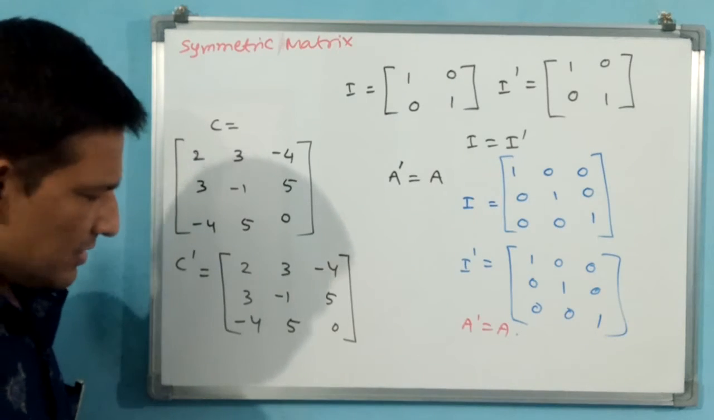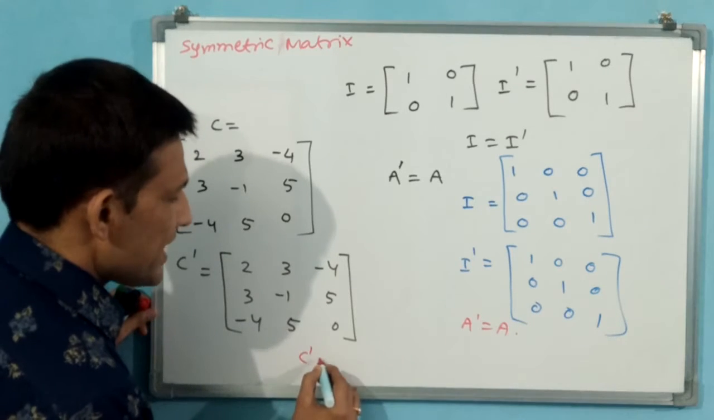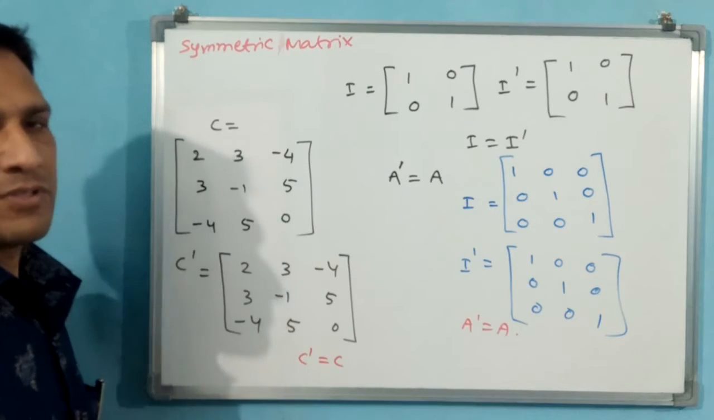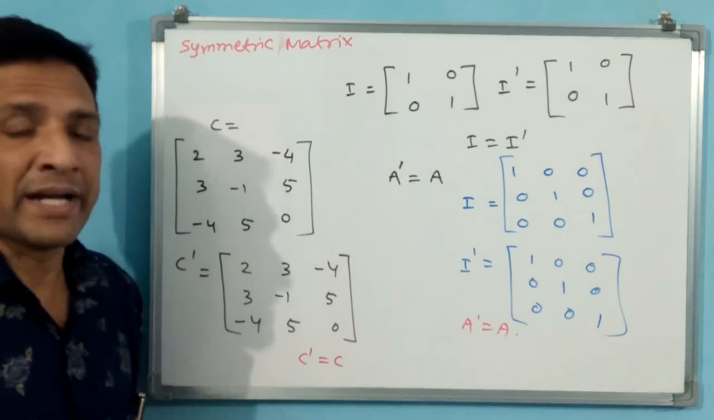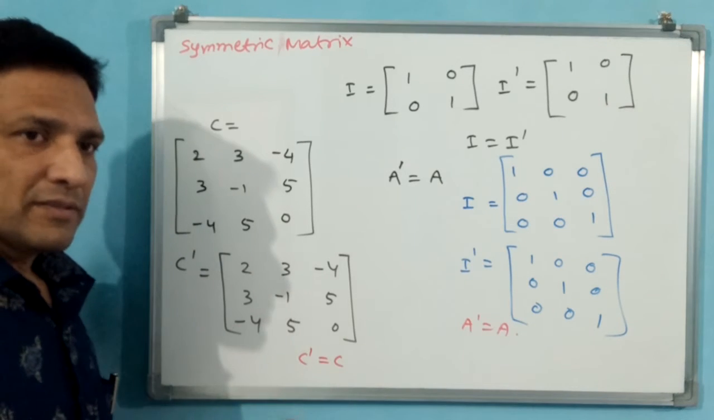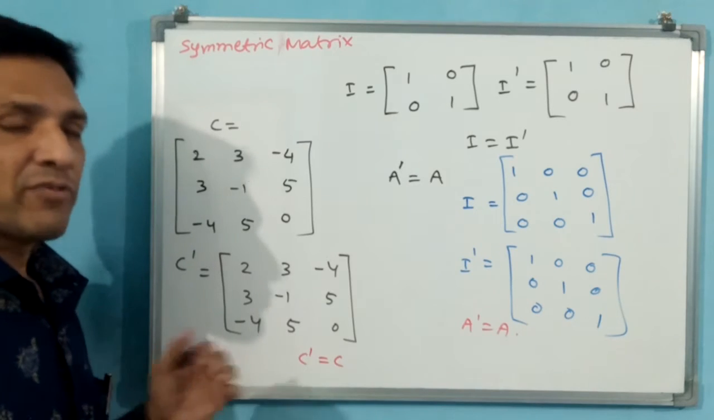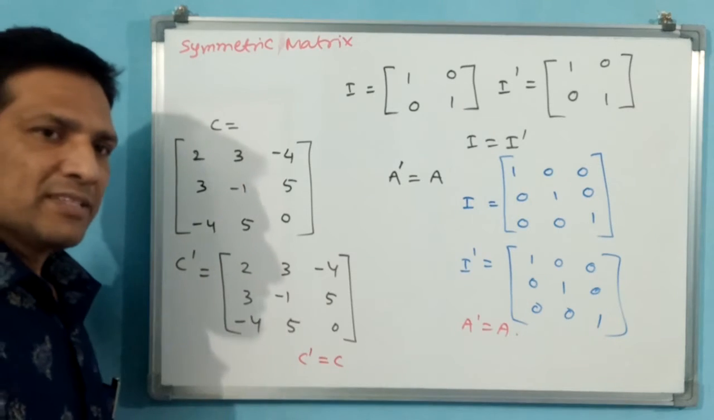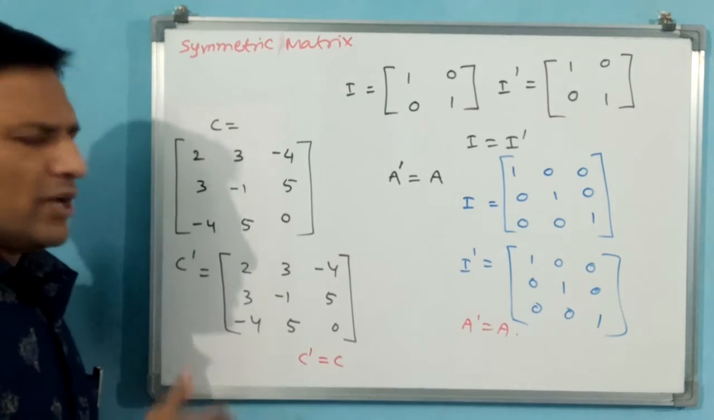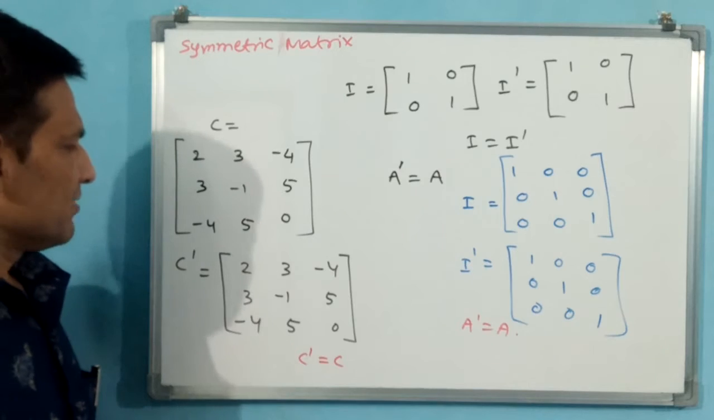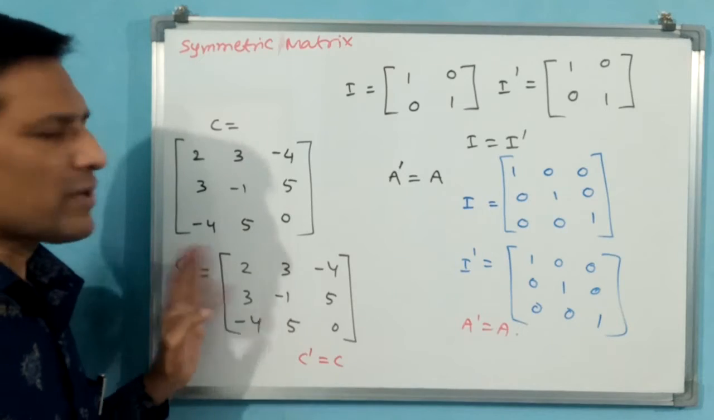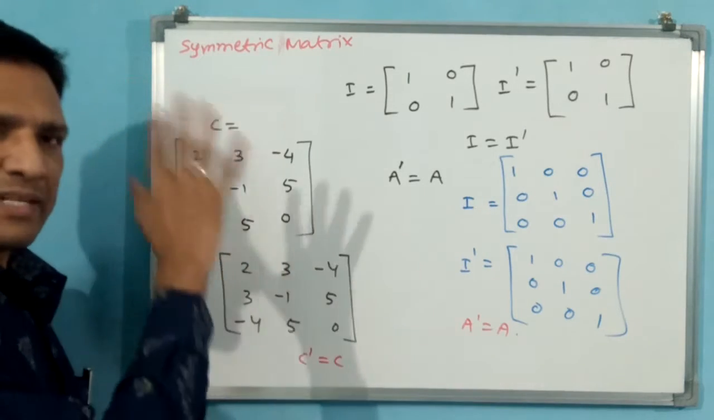Why? Because C dash is equal to C, or C transpose is equal to C. A transpose is equal to A means that is called a symmetric matrix. In a square matrix, if the transpose of that matrix gives the same matrix, then the matrix is going to be called a symmetric matrix. Here C is a symmetric matrix. Why? Because even after changing, the same is going to come. Okay. This is not possible for everything, but this specialty of this matrix is like this only.